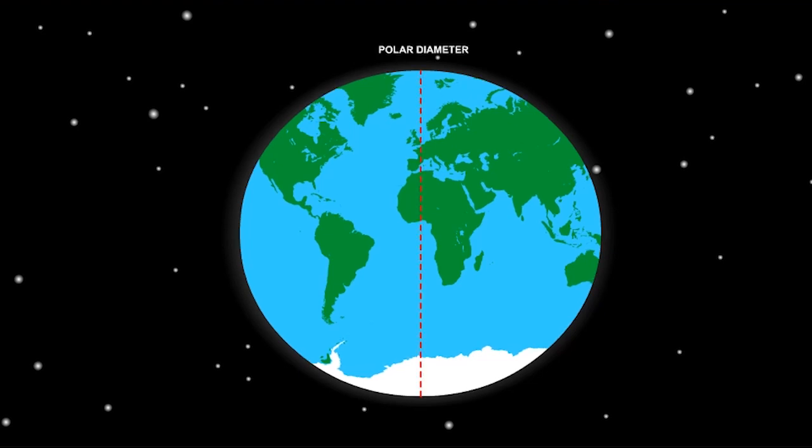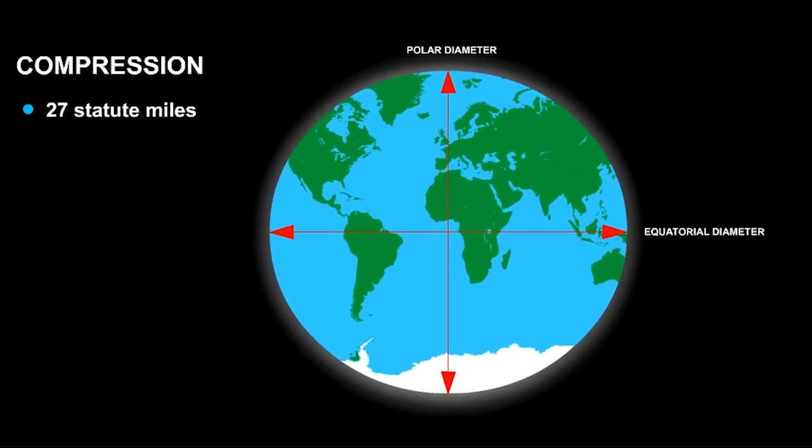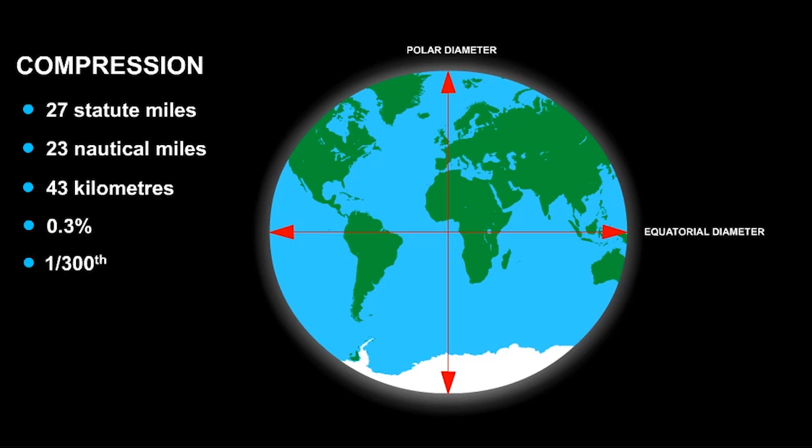The compression of the Earth is described in terms of its height, the polar diameter, against its width, the equatorial diameter. The polar diameter is some 27 statute miles less than the equatorial diameter. This equates to 23 nautical miles, or 43 kilometres. The difference between the equatorial and polar diameter can also be expressed as a percentage of the equatorial diameter, and this is 0.3%. Or as a fraction, it is 1/300th.